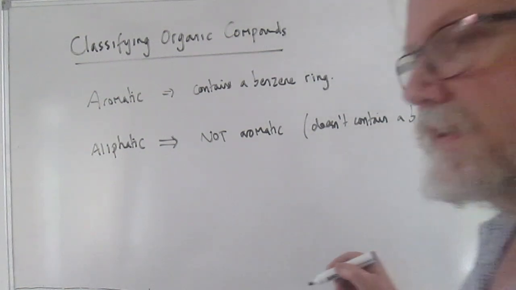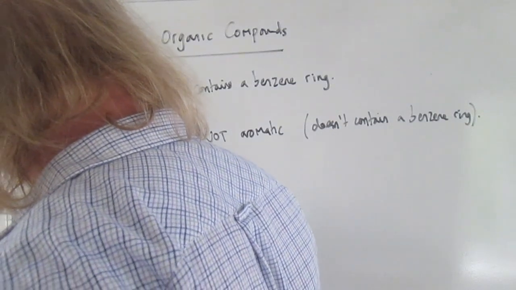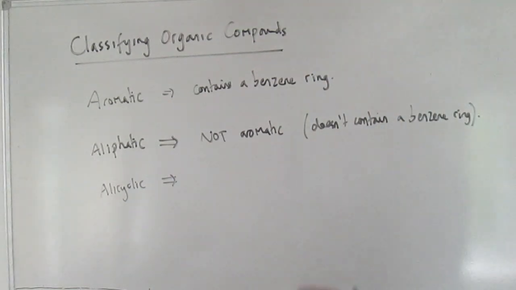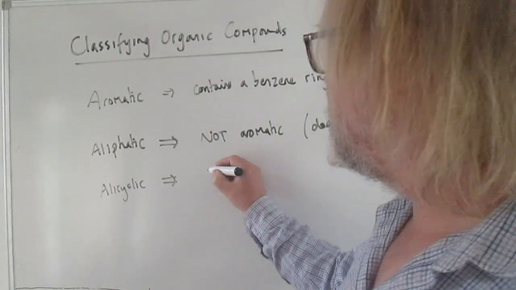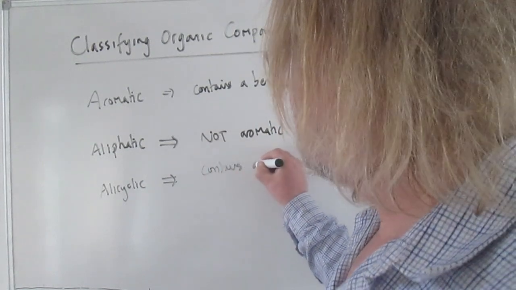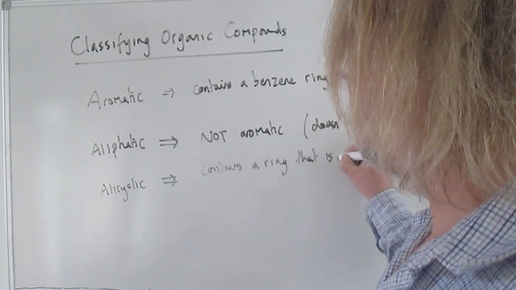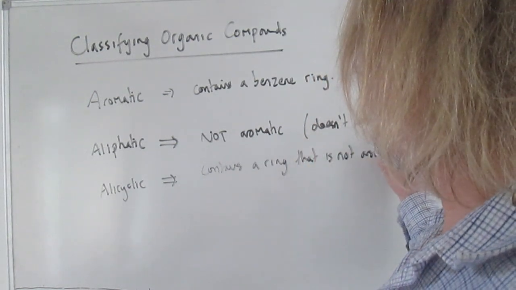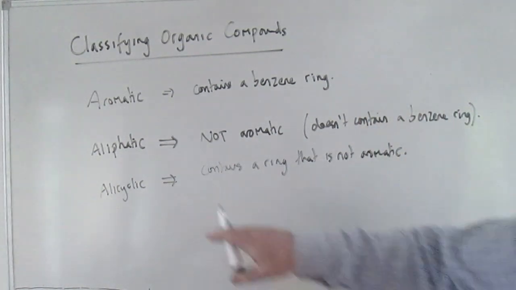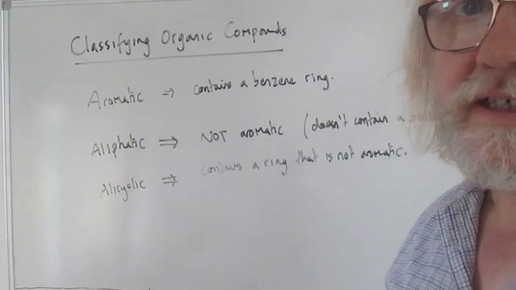There is another word, which is alicyclic. An alicyclic compound or an alicyclic group means that it contains a ring that is not aromatic, like a cyclohexane ring or something like that. So alicyclic compounds are aliphatic. They're a subset of aliphatic compounds.